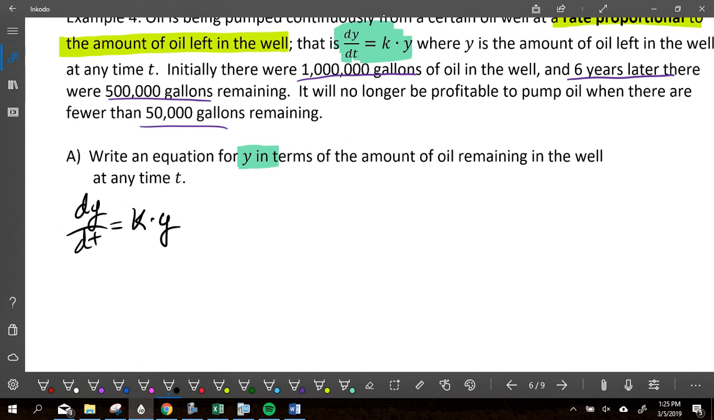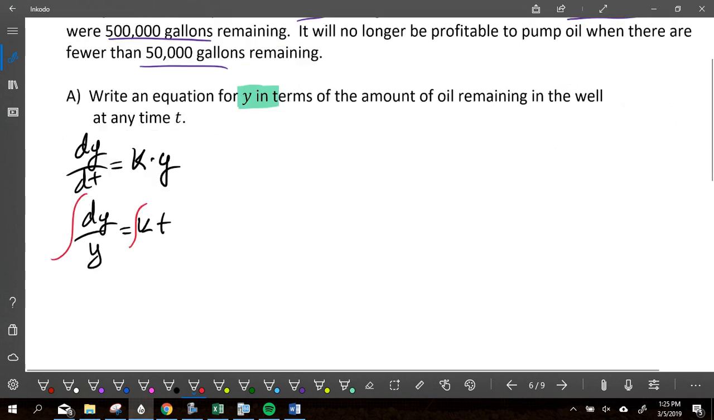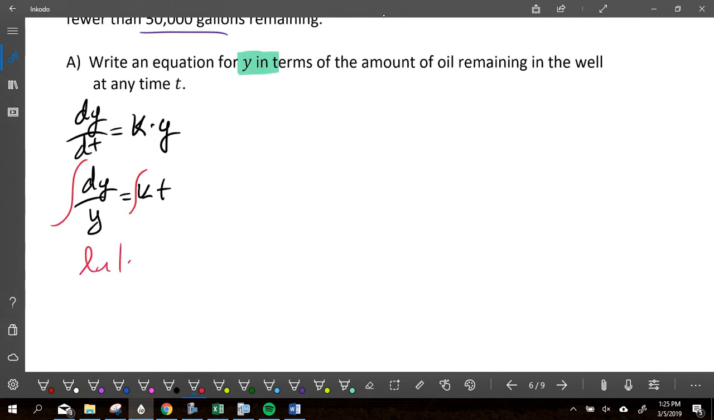I want to integrate that, so I'm going to separate it. And then I'm going to integrate it. The integration of dy over y is the natural log absolute value of y, which is equal to the integration of k dt, which is kt plus c. Everybody agree with what I've done so far? If I want to get y by itself, I'm not solving for c here because I want to write this in terms of y. I don't want to figure out what c is. It's a general solution. I'm going to get rid of the natural log, so I'm going to do e to both sides.